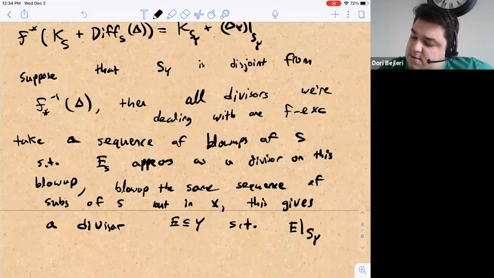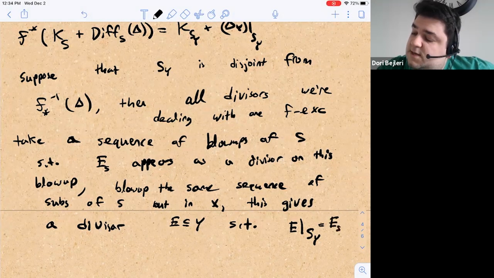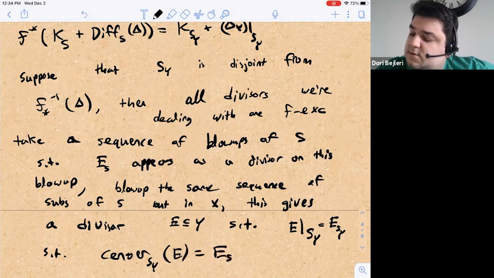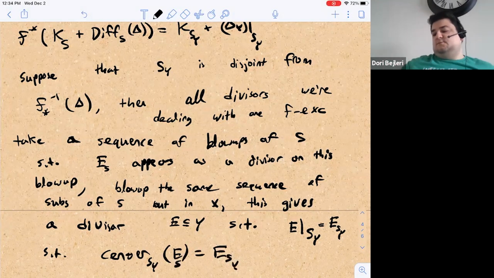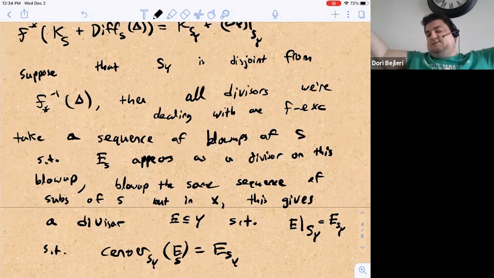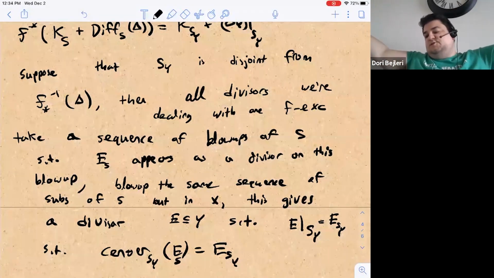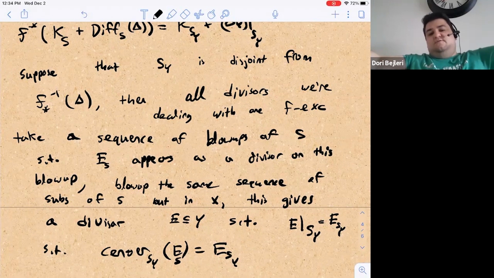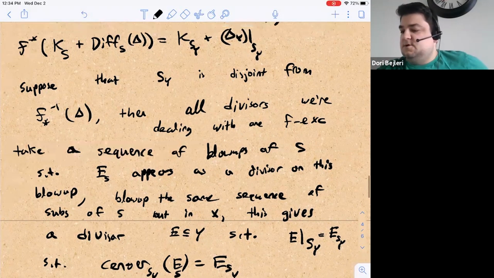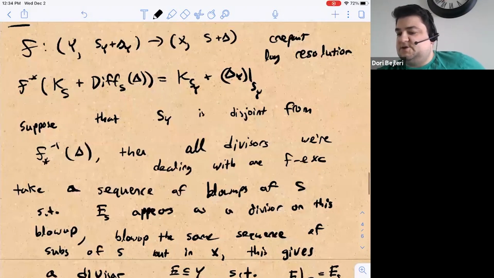E with SY is equal to a divisor ESY, with center on SY of E equaling ESY. So basically, we get it by doing these blowups all inside of X itself. Then we get a divisor whose intersection gives us a model for a divisor ES. And so now it's just a matter of computing the discrepancies.